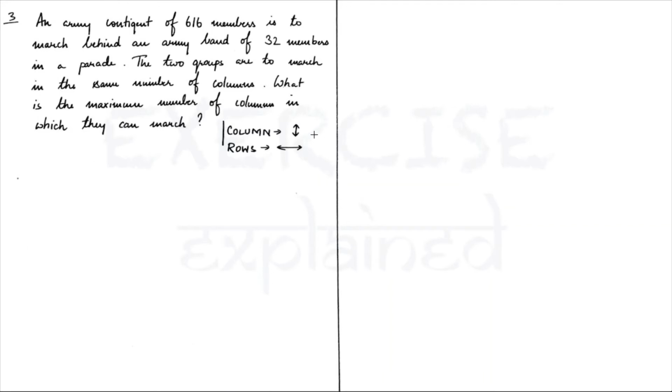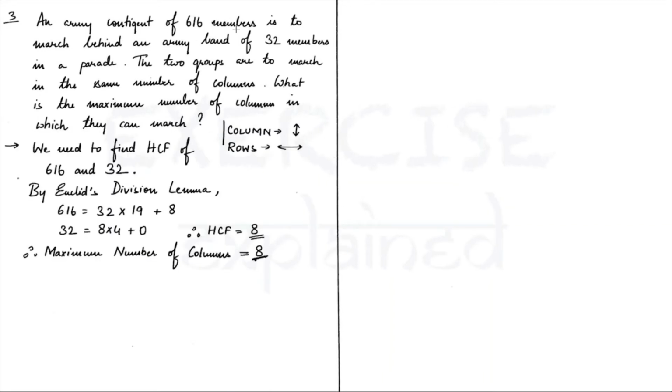So coming to the next thing, what we basically have to do is we just need to find the HCF of 616 and 32 here. So once we find the HCF of 616 and 32 by Euclid's division lemma, what we get is 616 is equal to 32 into 19 plus 8. So 32 into 19 gives us 608. So if we subtract 608 from 616, we get 8. So that is how this remainder comes here.